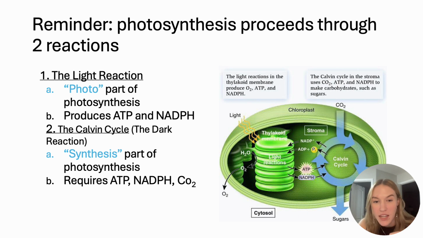Now, if it produces ATP and NADPH, it's really convenient that ATP and NADPH are some of the requirements for the second part, and that's not an accident. So the light reactions are really important to proceeding through photosynthesis, because if we don't have ATP or NADPH, then we are not going to be able to proceed to make glucose.